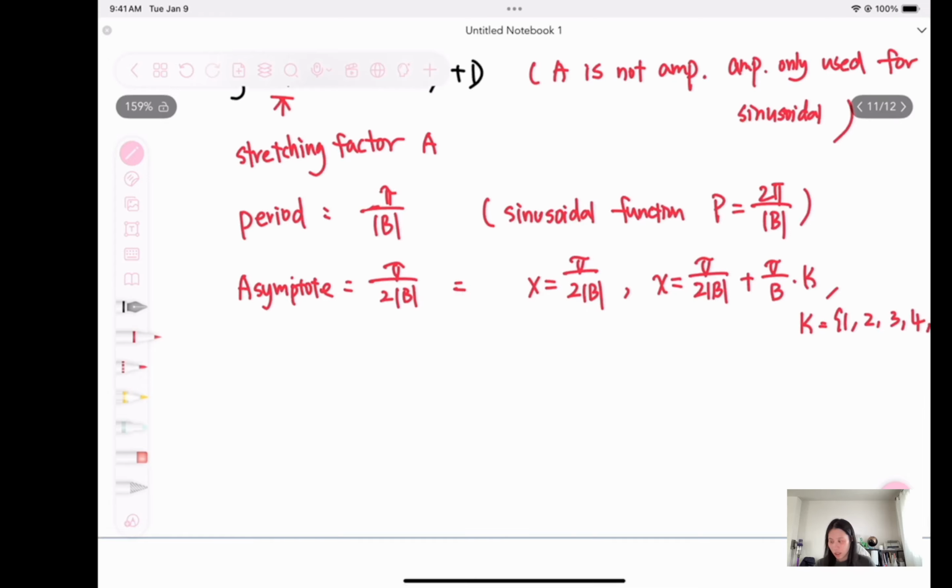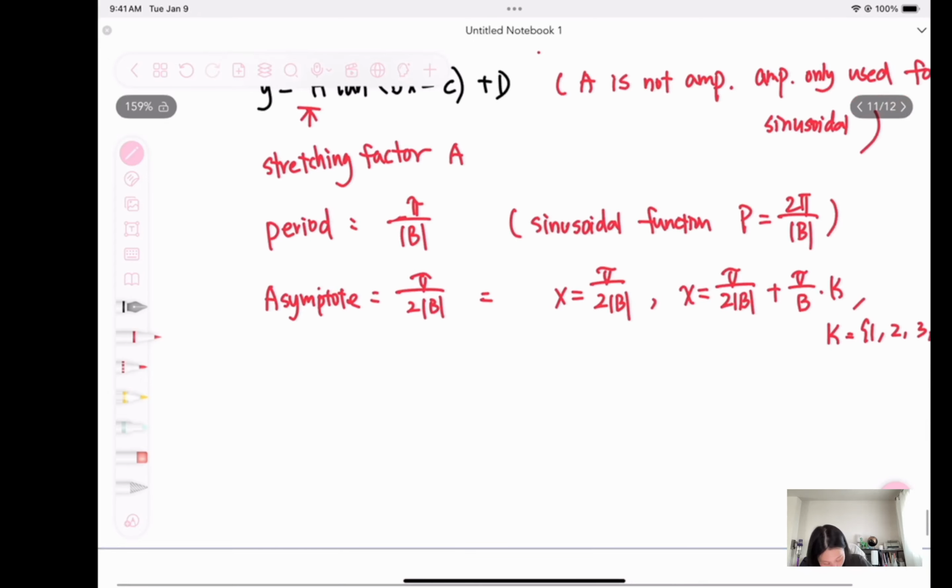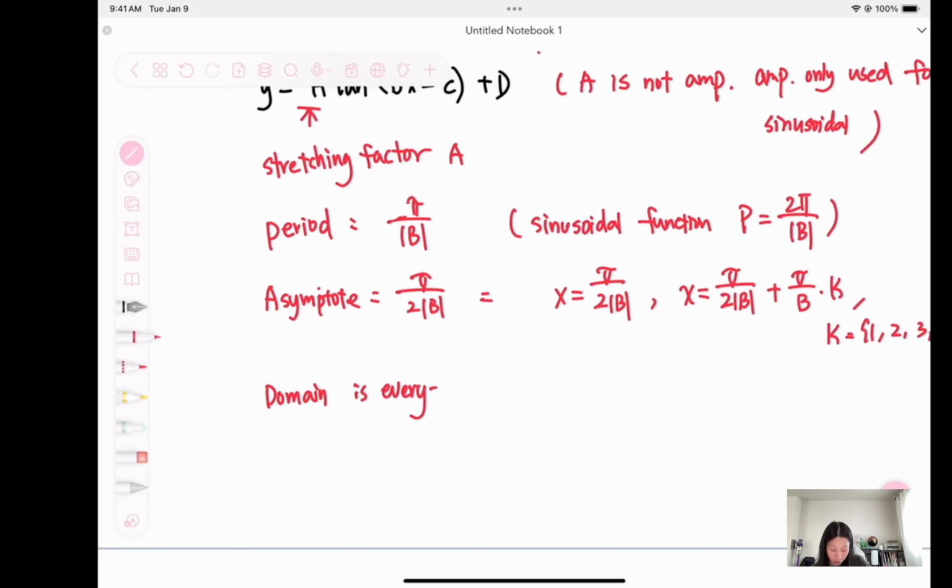Okay, domain. So what would be the domain of a tangent function? The domain should be every x value, which is everything except for the asymptotes.